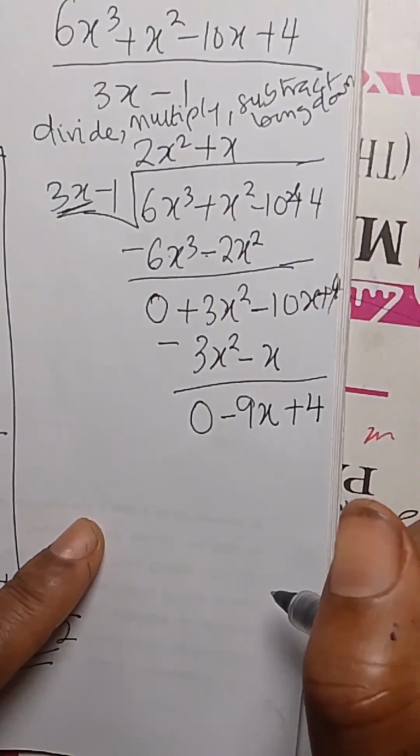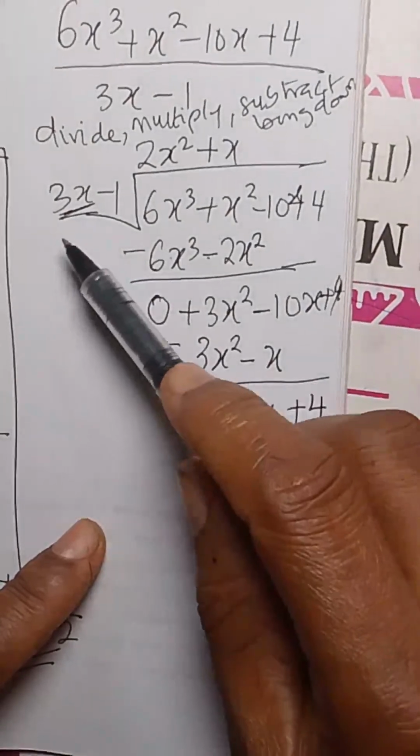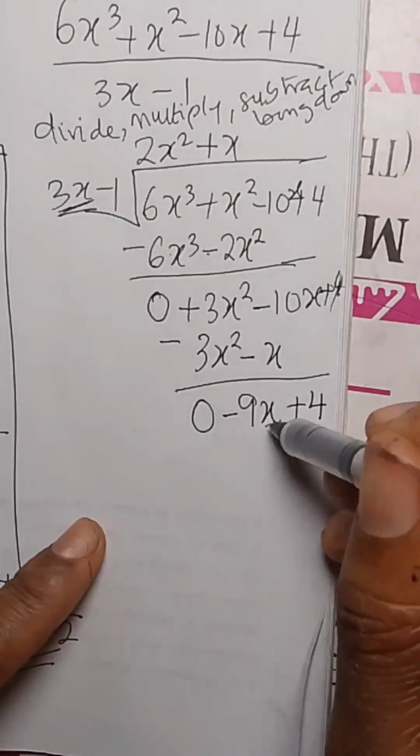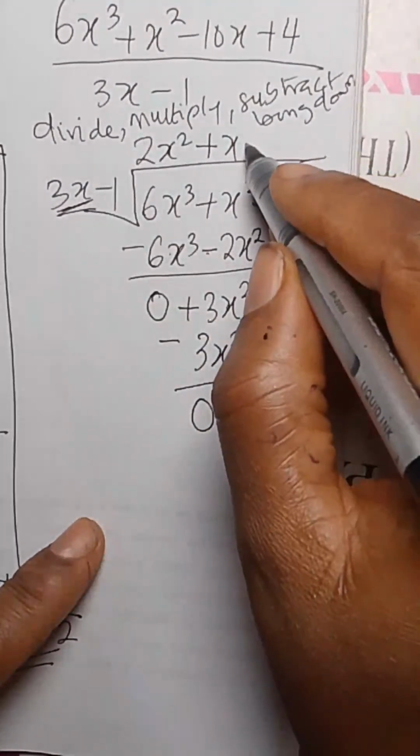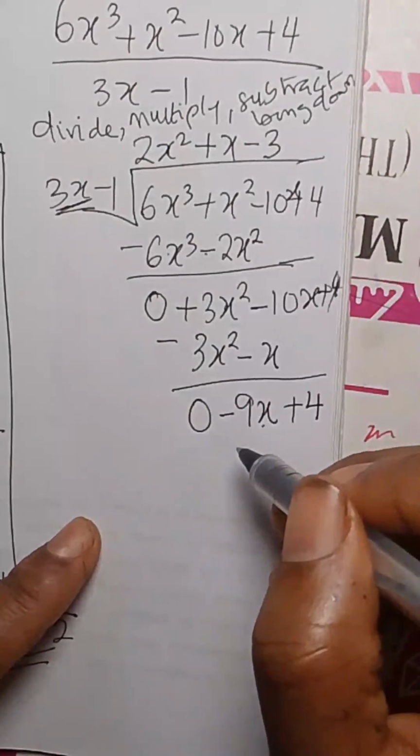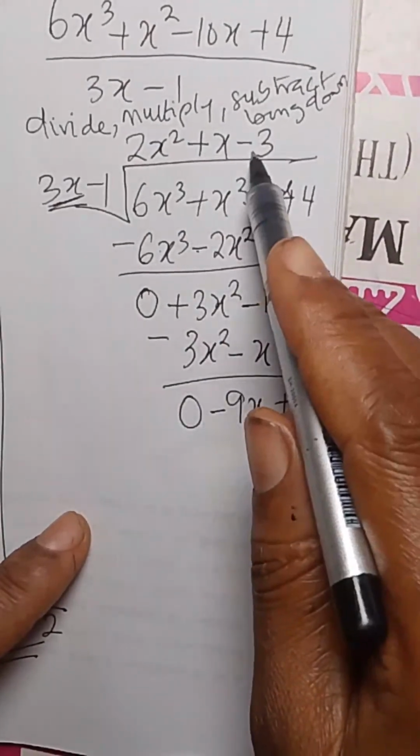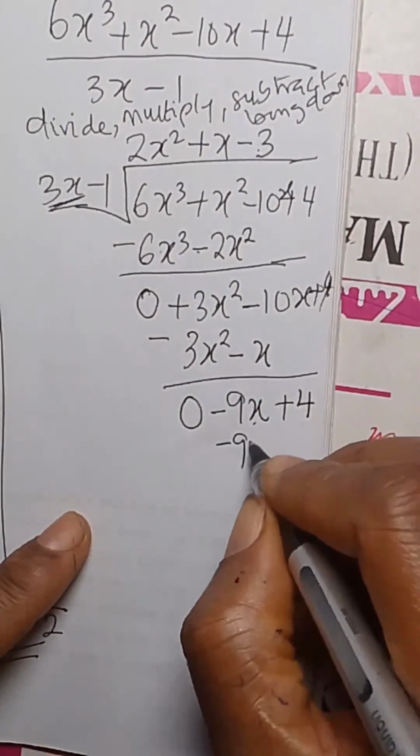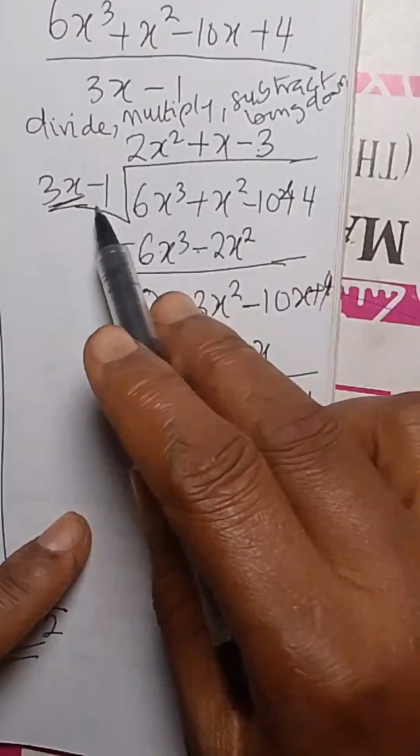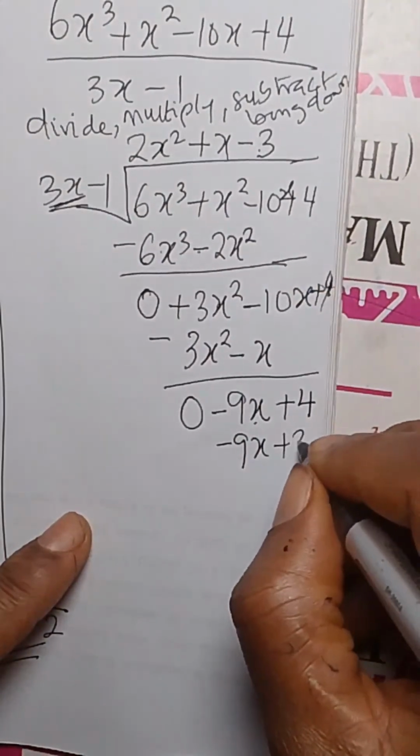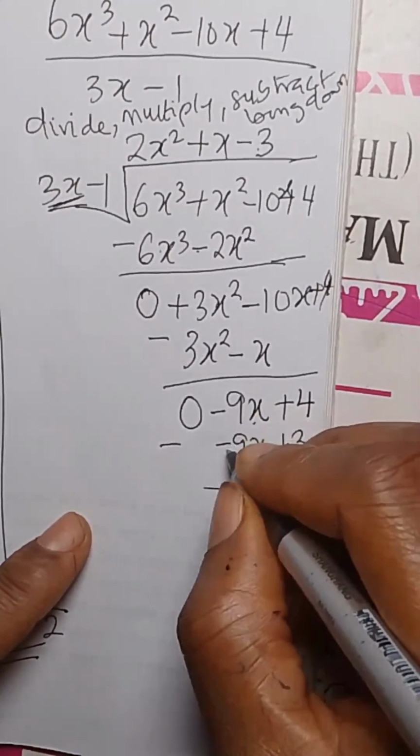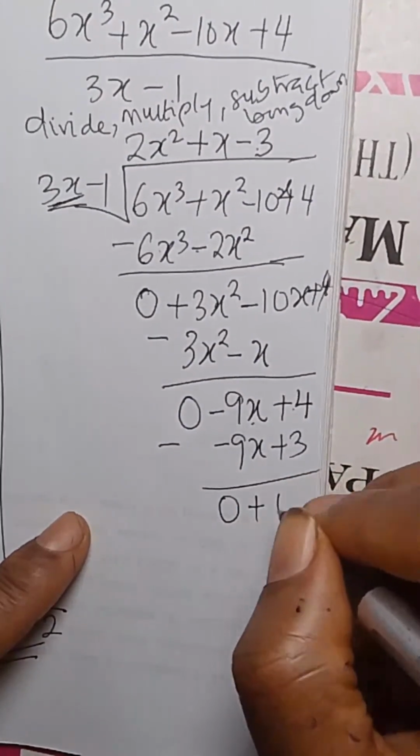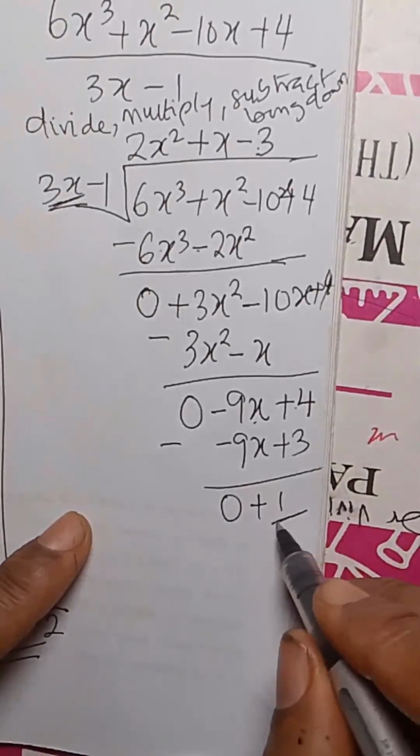Okay, when we do that again, we can still divide by 3x. So minus 9x divided by 3x is going to give us minus 3. All right. So we are going to multiply it. Minus 3 multiplied by 3x will give us minus 9x. Minus 3 multiplied by minus 1 will give us plus 3. Okay, so we subtract again. This will clear. 4 minus 3 will give us plus 1. Okay, so the remainder here is 1.